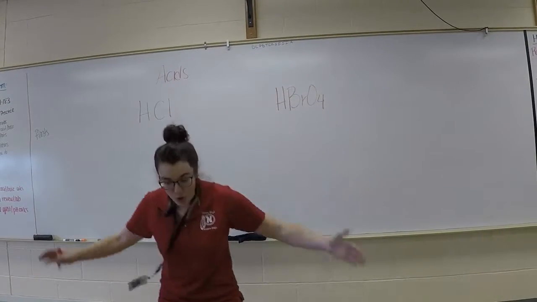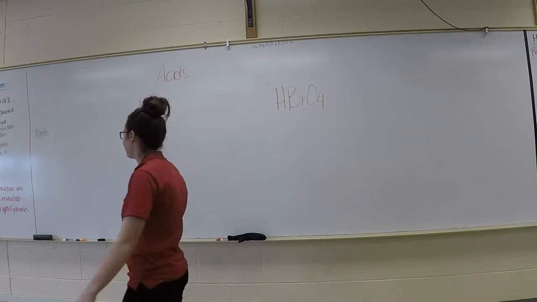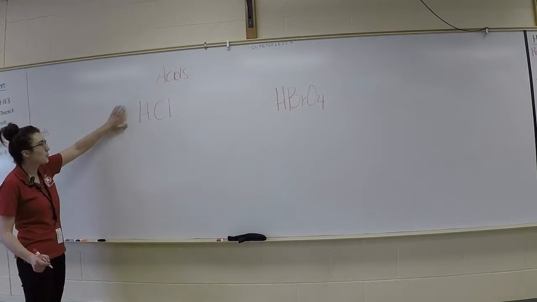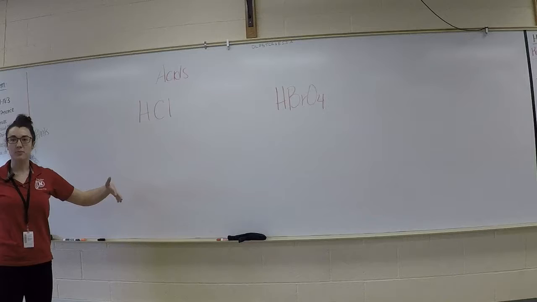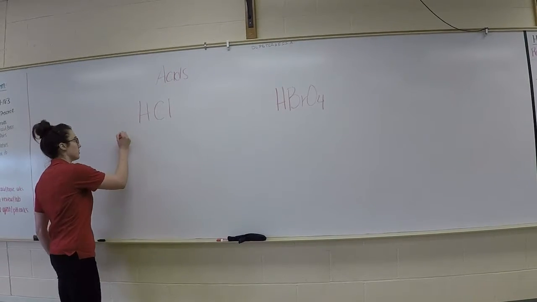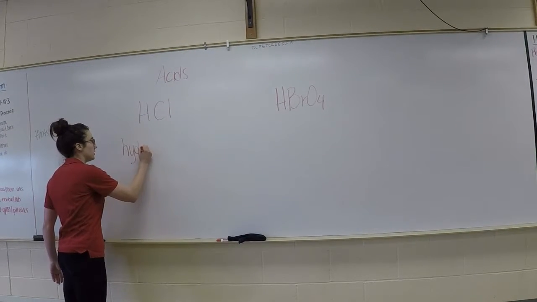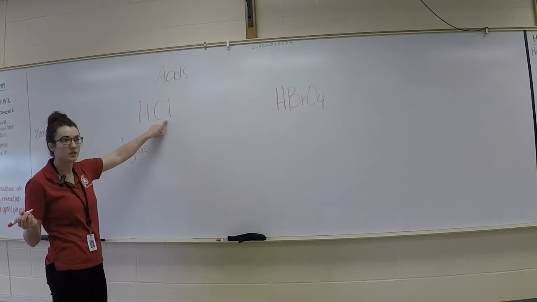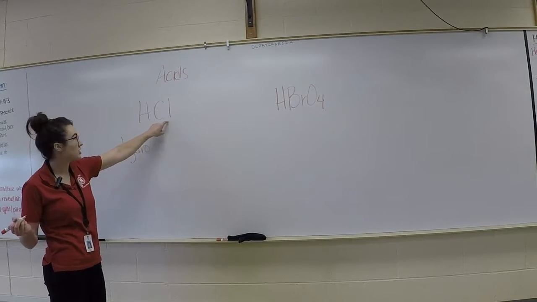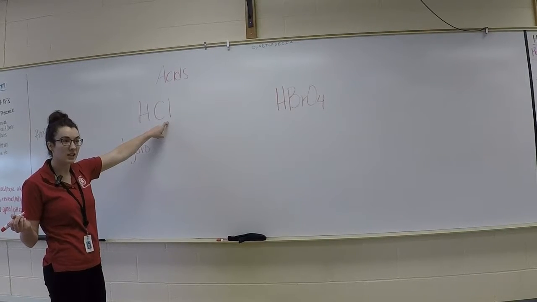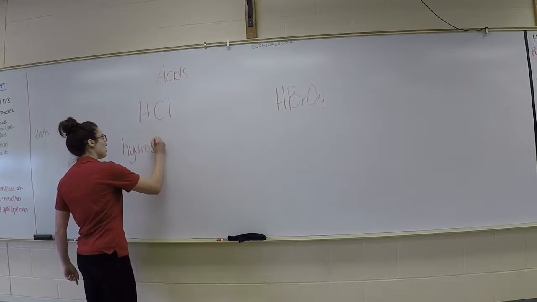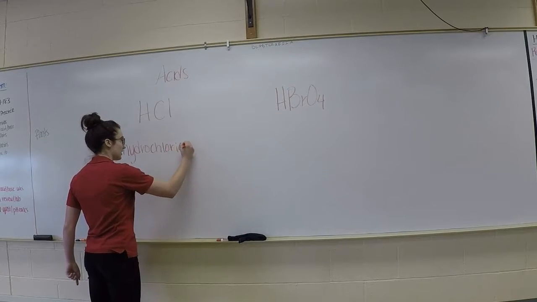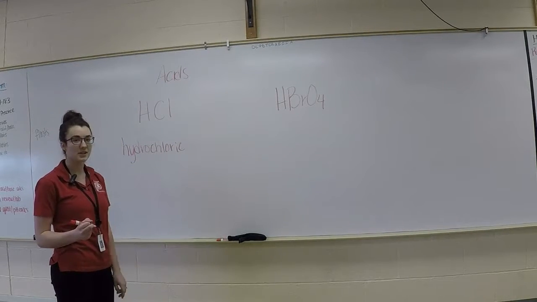And know your polys. All right, so for binary, it always has what prefix? Hydro. All right, then you name the nonmetal. What is Cl? Chlorine. And we change the ending to ic. So chloric. And then what name does it get?